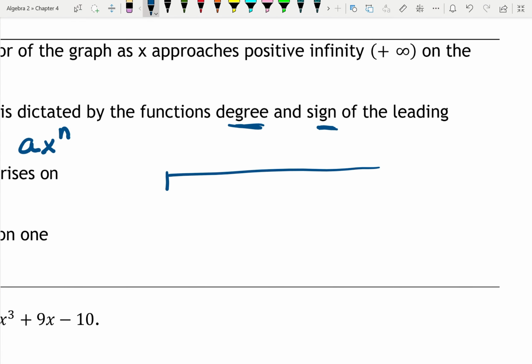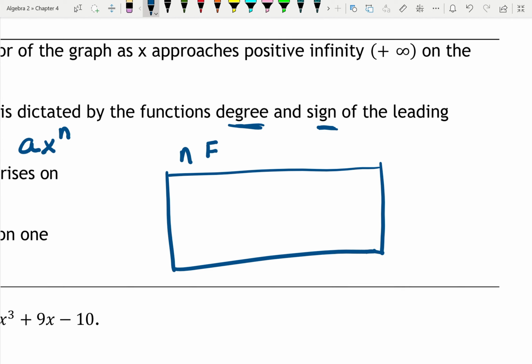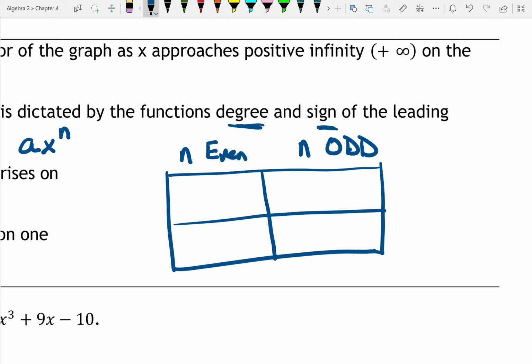So we think about the first term, we have like a times x to the n. And we have a little box that I like to draw. I always think about these as parabolas and lines. So we'll say n is even versus n being odd. So these are the degree here, the n, right? That's even and odd. And then we're also going to have a greater than 0, that means positive. And then we have a less than 0, that would be negative.